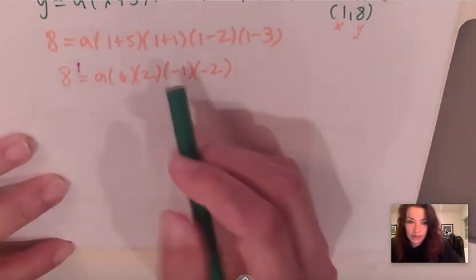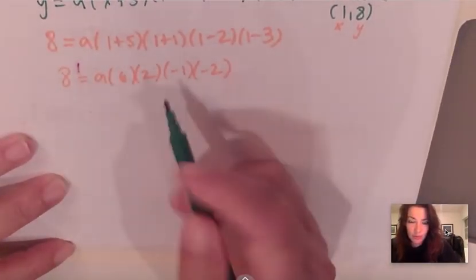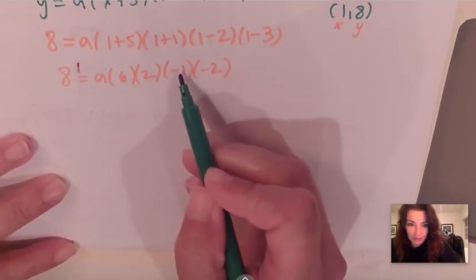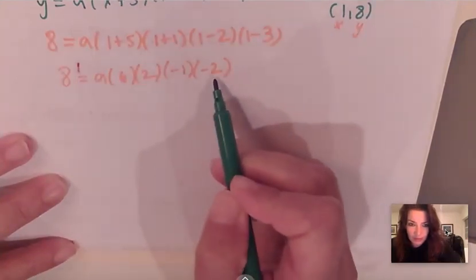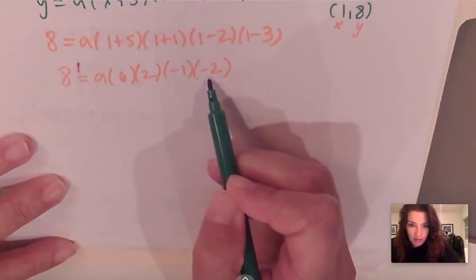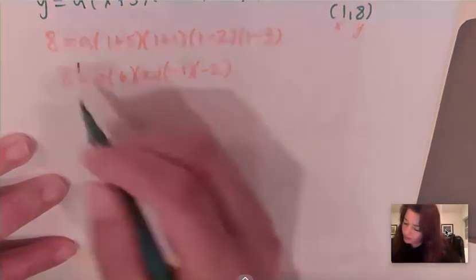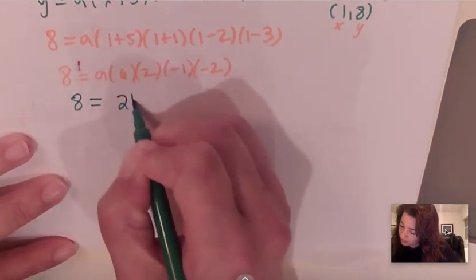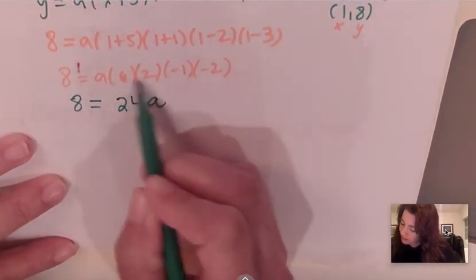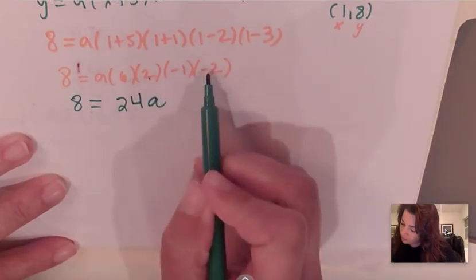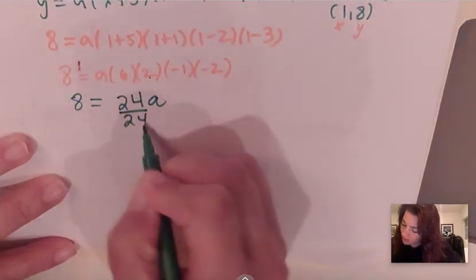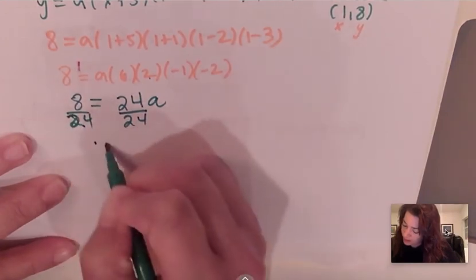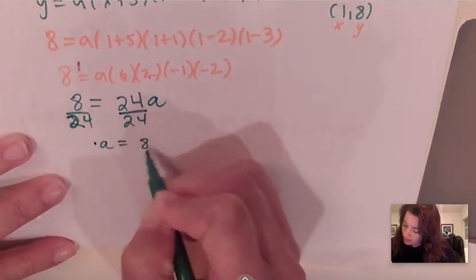Let's multiply those numbers out. 6 times 2 is 12, and 12 times -1 is -12, and -12 times -2 is positive 24. Is that right? Well, we'll find out once we plug that into our a value. So 24. All right, now I'm going to divide by 24. And so a is equal to 8 over 24.